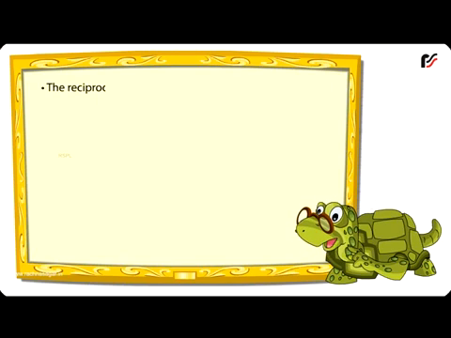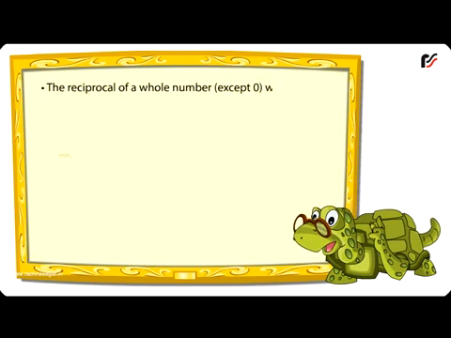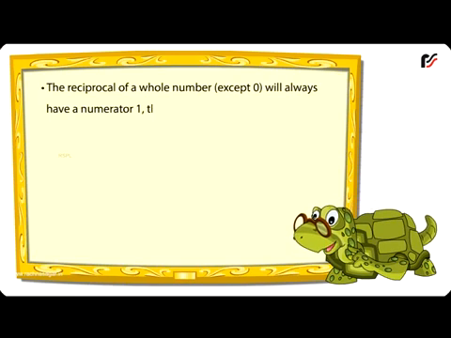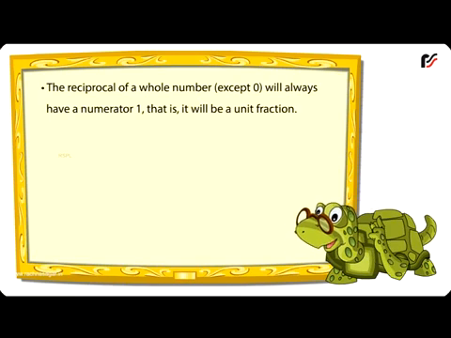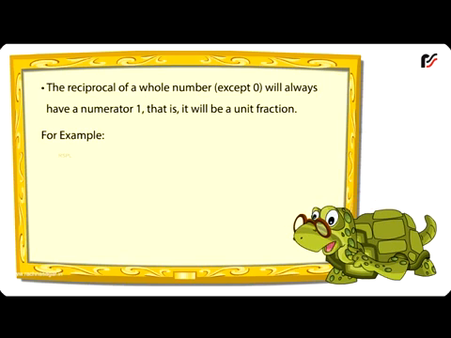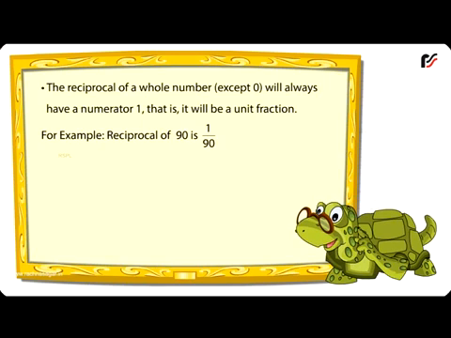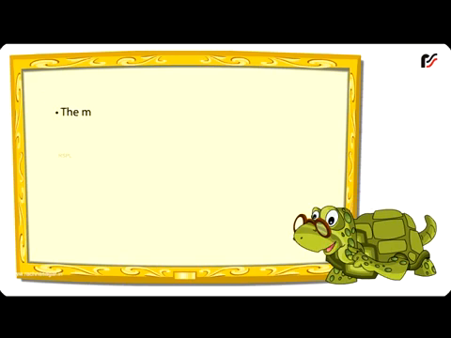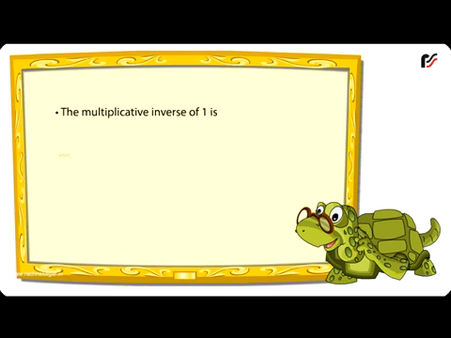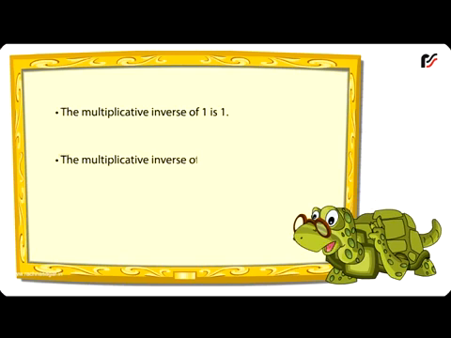The reciprocal of a whole number except 0 will always have a numerator 1. That is, it will be a unit fraction. For example, the reciprocal of 90 is 1/90. The multiplicative inverse of 1 is 1. The multiplicative inverse of 0 cannot be found.